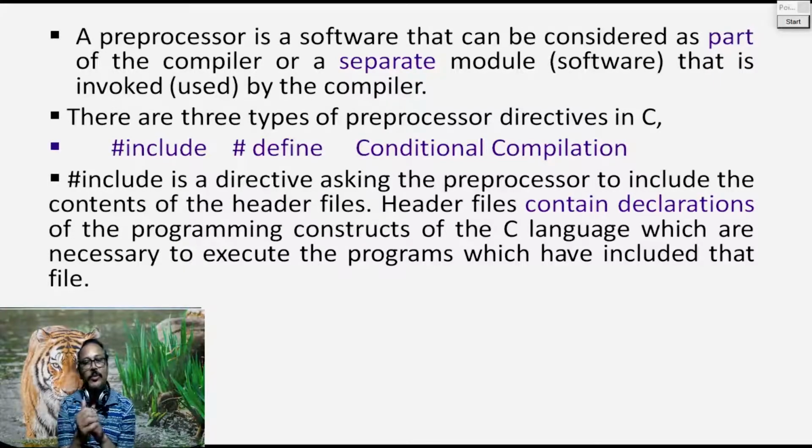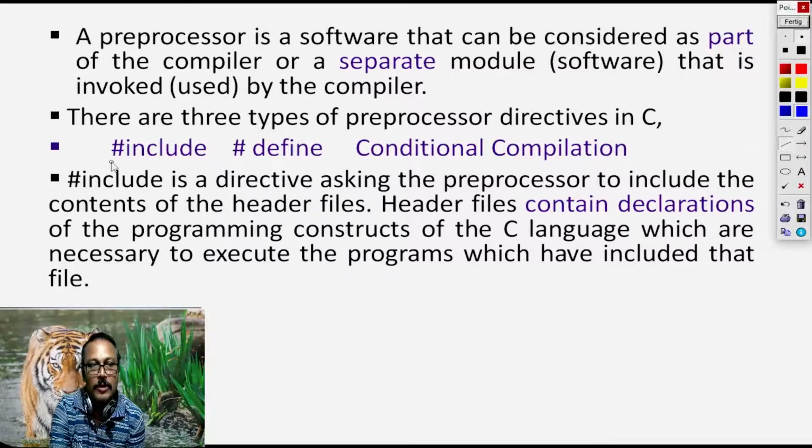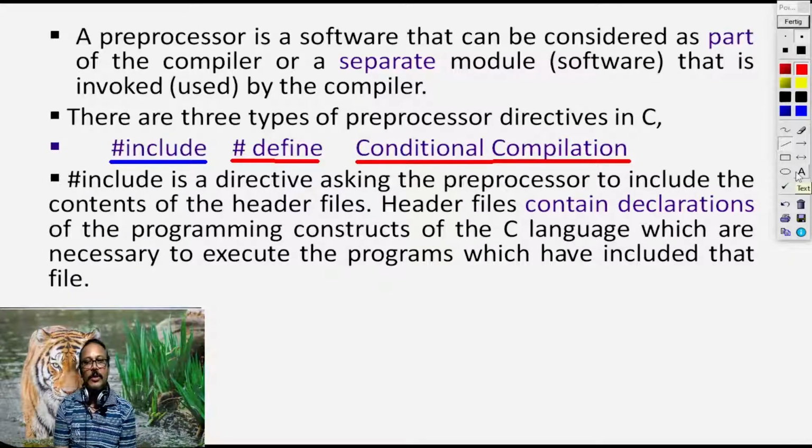They can be classified into three types. Hash include is one, hash define, and then conditional compilation. These are the three types of preprocessor directives. Among these, maybe at the first year level, you usually don't use the conditional compilation directives. So we'll be using hash include and hash define. We always use hash include. Hash define, depending on your requirement, you will be using.